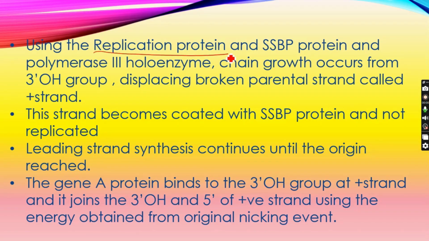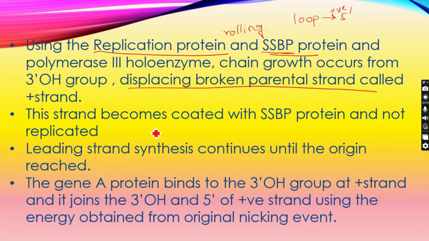Using a replication protein, the SSB protein stops lagging strand synthesis, and a displacement of the broken parental strand takes place, with continuous rolling back. This rolling back causes a loop of the 5' strand, that is the 5' end of the positive strand. This strand becomes coated with SSB proteins and is not replicated, while the leading strand is continuously replicated.